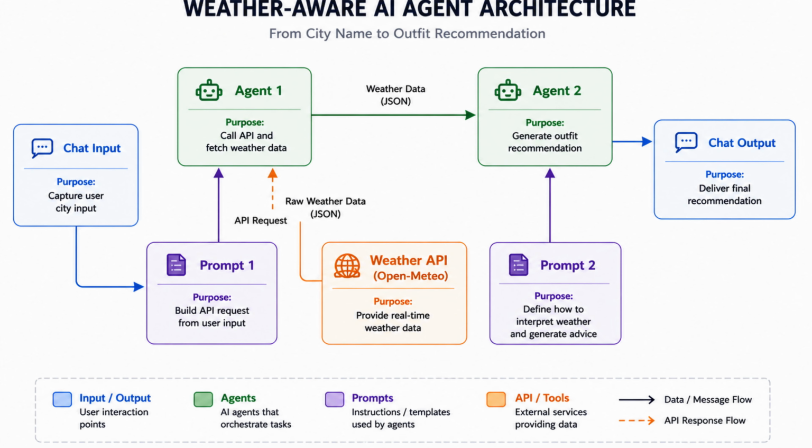Here is how the system works. The user provides a city name. Inside Oracle AI Database Private Agent Factory, the workflow is handled by two agents. The first agent calls the Weather API and retrieves real-time weather data. Then, the second agent takes that data, processes it using defined prompts, and generates a human-friendly recommendation. Finally, the result is returned back to the user.